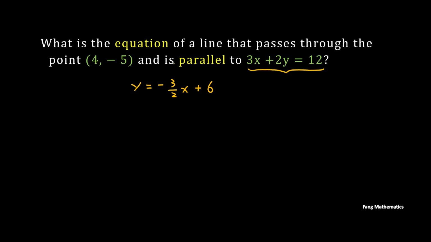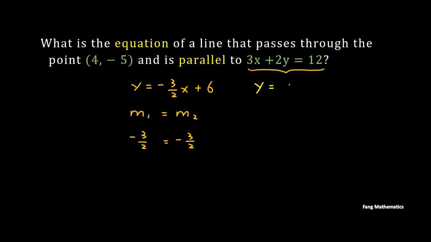Since the question says that line is parallel to this line, using the characteristic of parallel lines, you should have the gradient the same. So your line 2 should have minus 3 over 2. And we are to write the equation in slope-intercept form for our line 2.